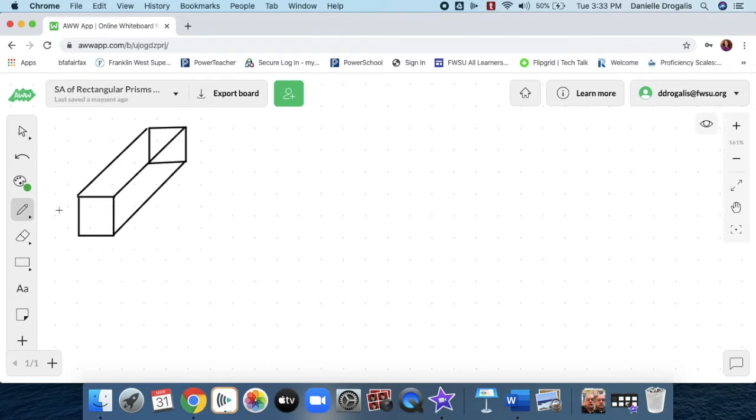So we're going to say that this is a 6.1. We're going to work with decimals. So this is a 6.1 by a 2.8, and this dimension here is a 9.5. Okay, so we are working with finding the total surface area of all six faces summed up together.